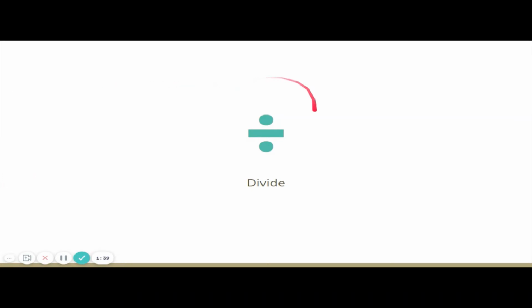This was our symbol that we learned the other day for divide, a straight line with a dot above and a dot below. And in the week, we looked at it as meaning sharing. Today, we're going to look at it as meaning grouping.